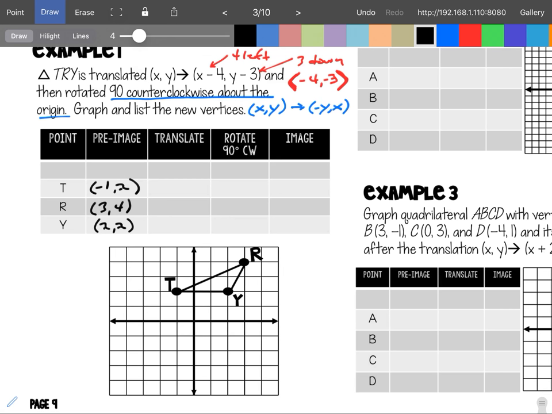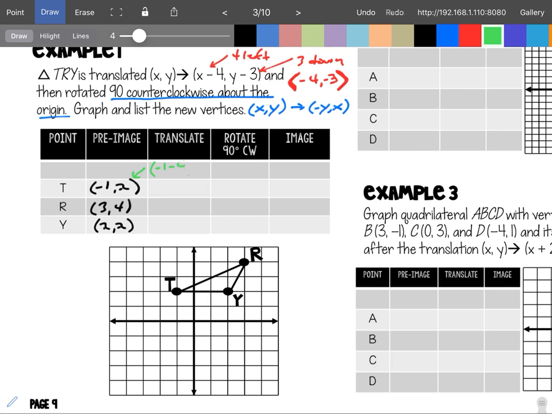Now we got to translate it first. So we got to go 4 left and 3 down. So we got to subtract 4 from the X coordinate, and then we've got to subtract 3 from the Y coordinate. So for example, for the first point, I'll just show it on that one. For this first point right here, you got to go 4 left. So you got to do -1 minus 4, comma.